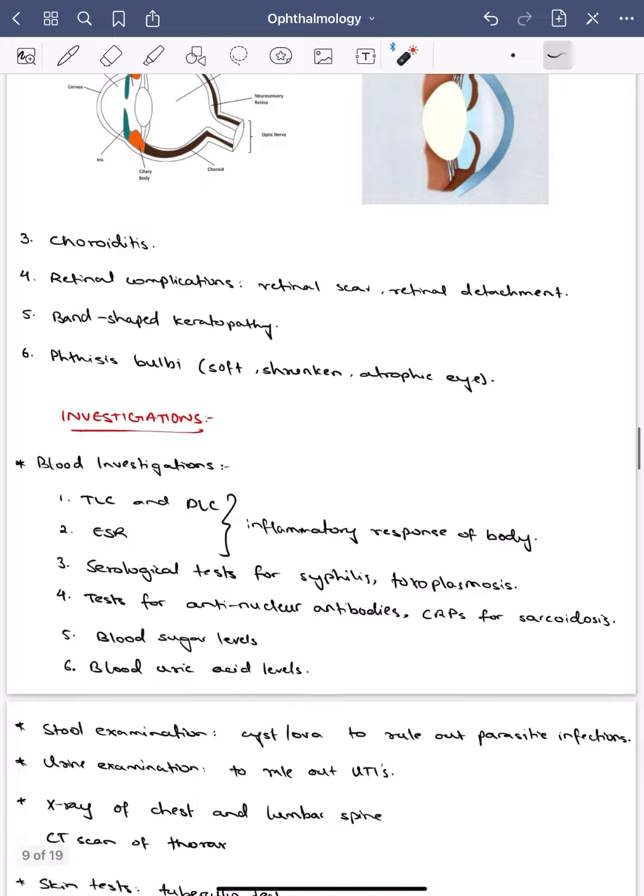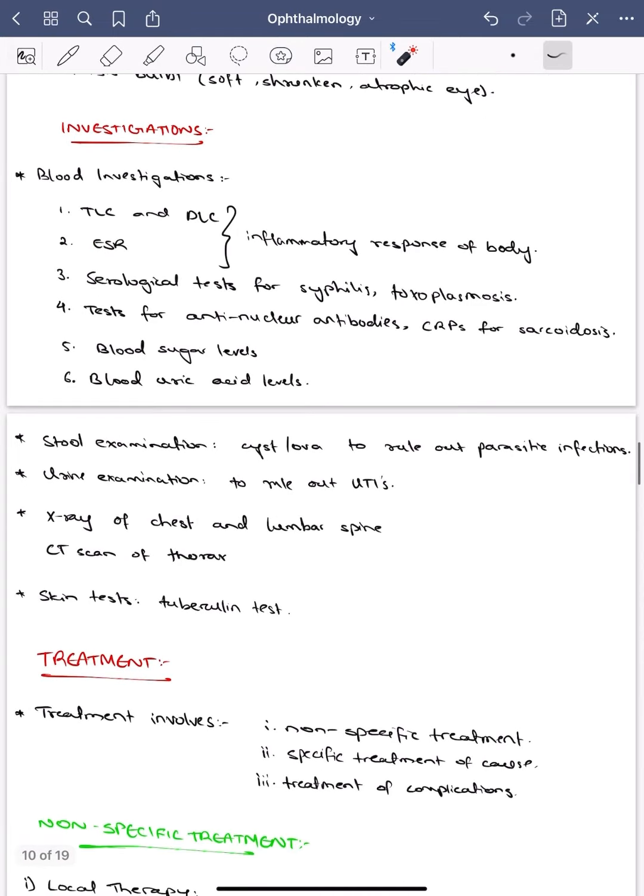Now the investigations to be done in uveitis. A number of investigations are done, and uveitis is one of the diseases in which a number of investigations should be done, because of the various etiological factors. Now, the blood investigations, stool investigations, urine investigations, X-ray, radiological investigations, and we have skin tests. Under blood investigations, we have total leukocyte count, differential leukocyte count. Then we have the ESR, and this is to know the inflammatory response of the body. Then we have serological tests for syphilis, toxoplasmosis.